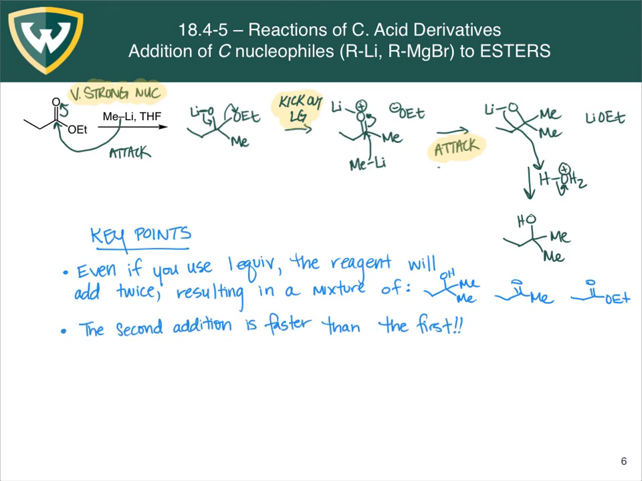Second, the second addition of your alkyl lithium or your Grignard reagent is faster than the first. That's because ketones and aldehydes are more electrophilic than esters.